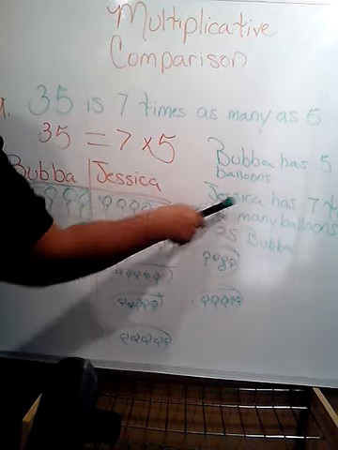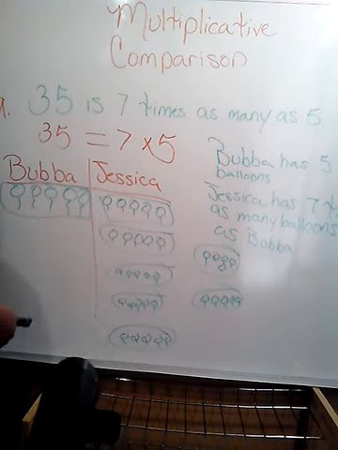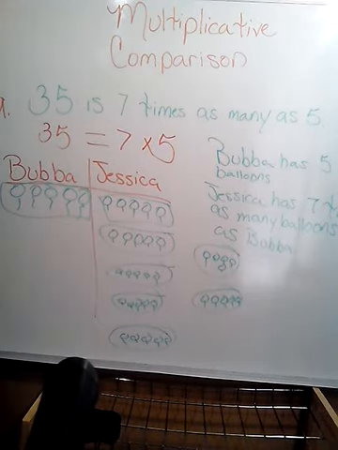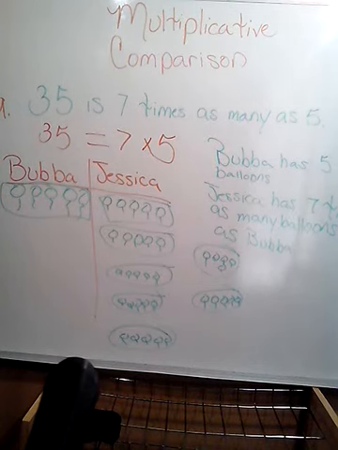Jessica has 7 times as many balloons as Bubba. Bubba has 5. Jessica has 7 times as many as 5, which is 35. Thank you. Why don't you go back and do the same thing for the other two problems in the last video? So that was 10 times 6 equals 60, and 8 times 4 equals 32.